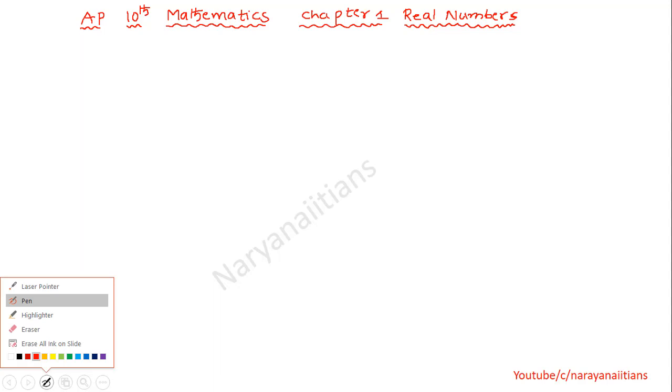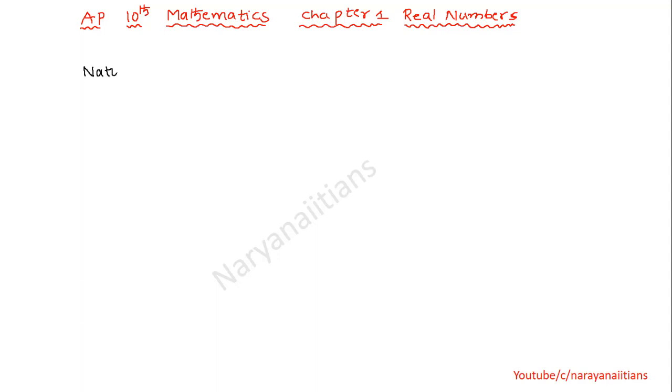Hi, today we are going to discuss AP 10th Mathematics Chapter 1, Real Numbers. Numbers play a very important role in our daily life. Numbers are classified into different categories according to their use. Before going to learn the real numbers, first we have to know some numbers. The first one is natural numbers.